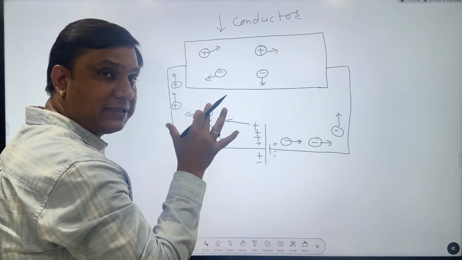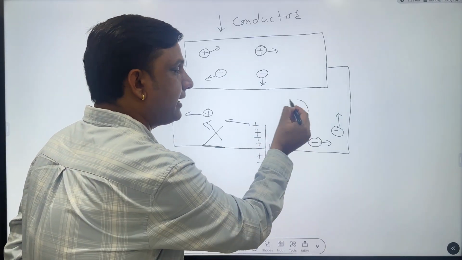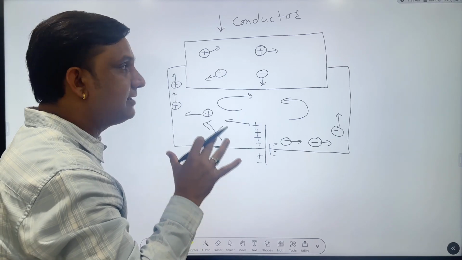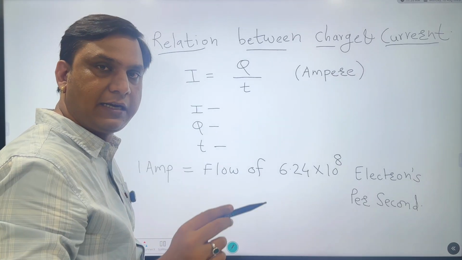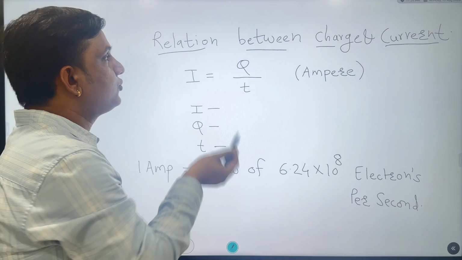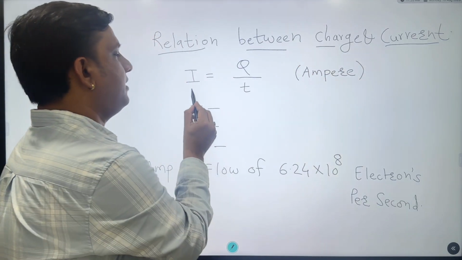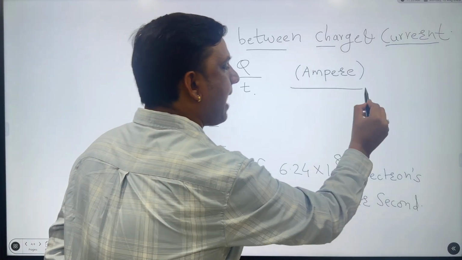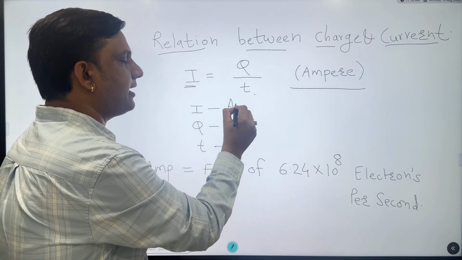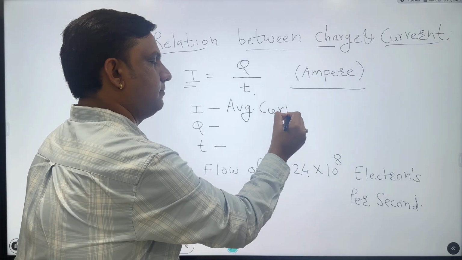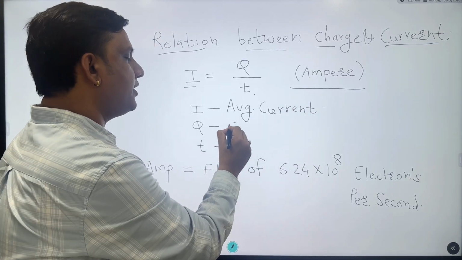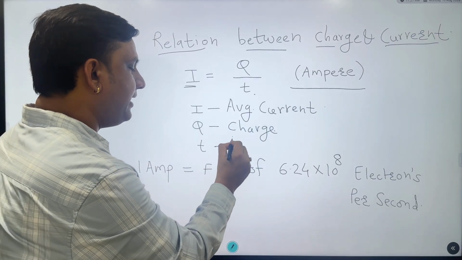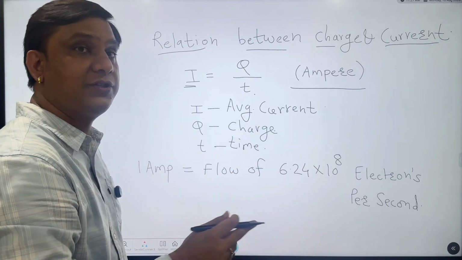And this flow of charges, this flow of electrons in one particular direction, this flow of protons in one particular direction, we are calling this electric current. One thing is clear, the current has a relation with the charge. So the relation between the charge and current is I = Q/T, and the unit is amperes. Here current I, we are considering it as average current. Q is the charge which is transferred during the flow of current, and T is the time in which the current is transferred.